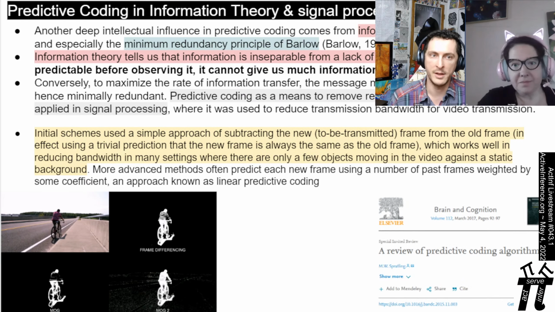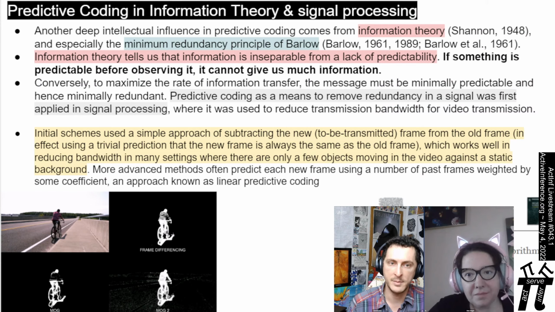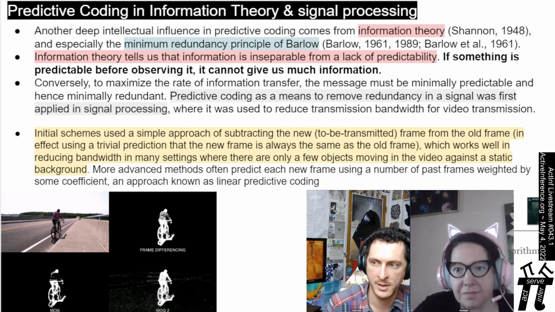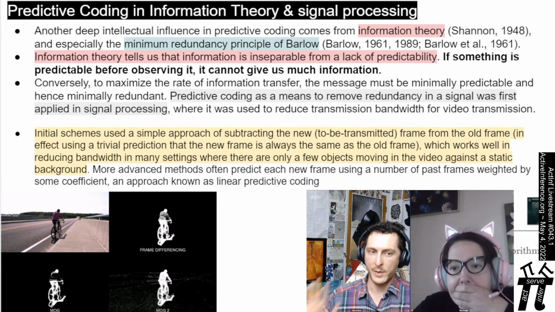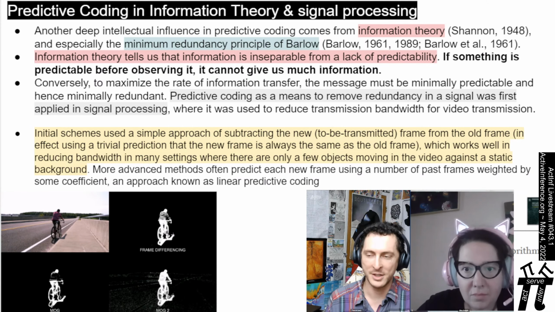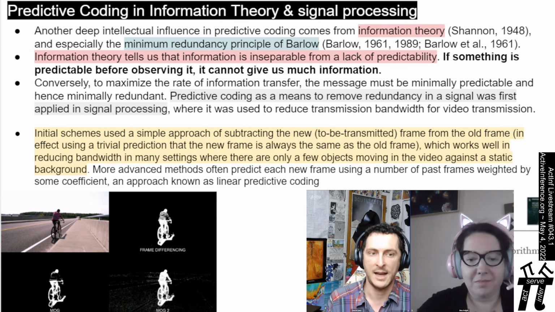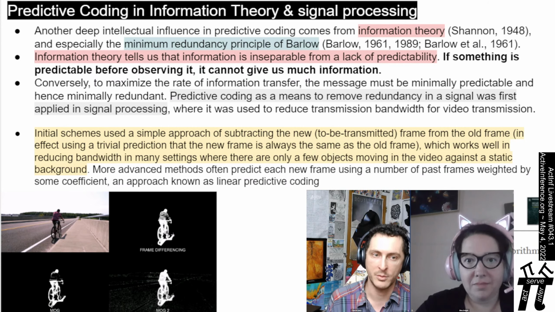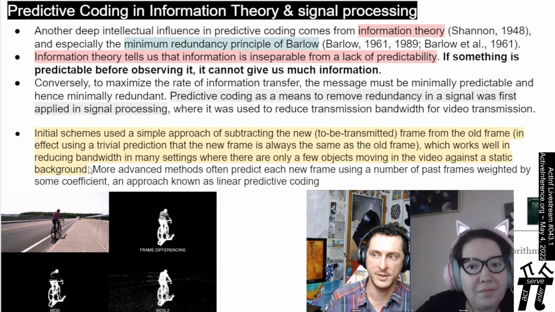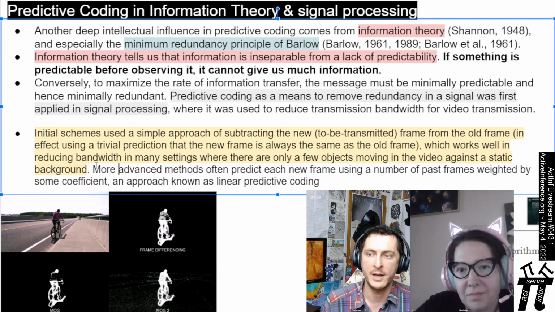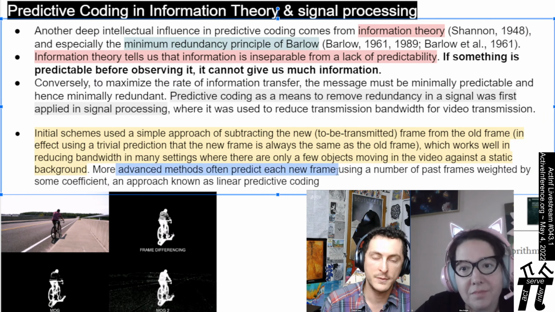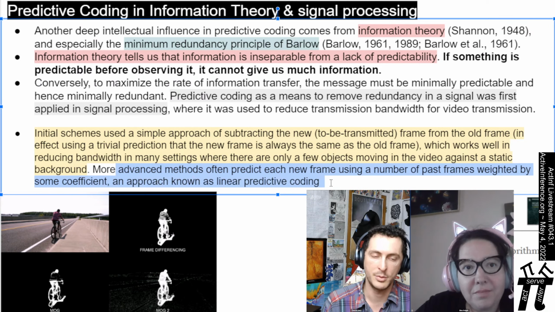The first one has to do with predictive coding and frame differencing algorithms in video compression. In this area, we can think about the way that the video looks. For people who are watching this video, the way that the video looks is the output. And then we want to encode how surprised we are, what is happening when the frames are changing. The simplest method is just to count where it's different and convey that information. But it might also be important to use, as they write, more advanced methods that predict each new frame using a number of past frames weighted by a coefficient, an approach known as linear predictive coding.